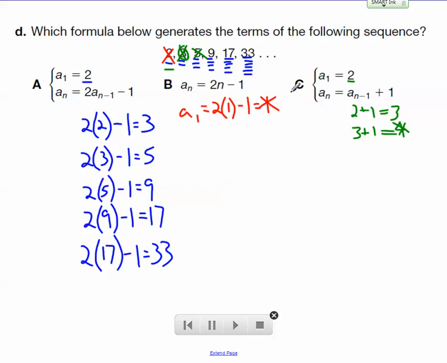Rewatch the video, guys, if necessary. It's only 10 minutes out of your life, and if it means the difference between actually understanding it and not understanding it, it's 10 minutes well spent.